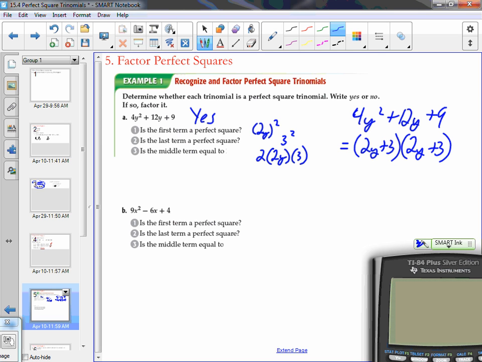Now, with numbers, you wouldn't leave that, right? You would not leave 5 times 5. You'd write it as 5 squared. We can do the same thing. Instead of 2y plus 3 times 2y plus 3, write it as 2y plus 3 squared. Questions?